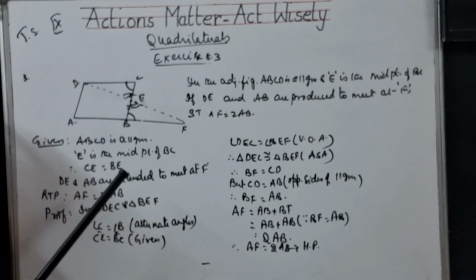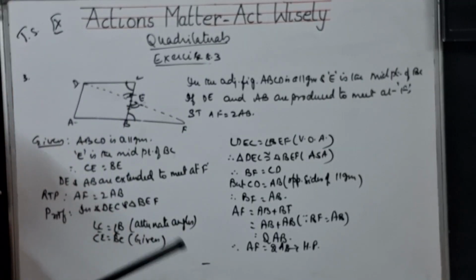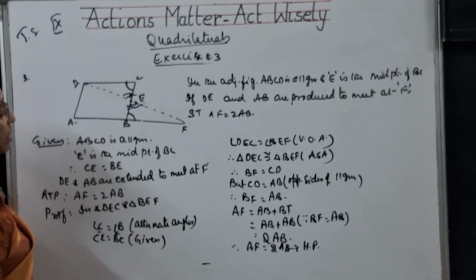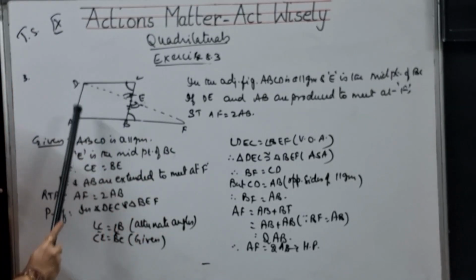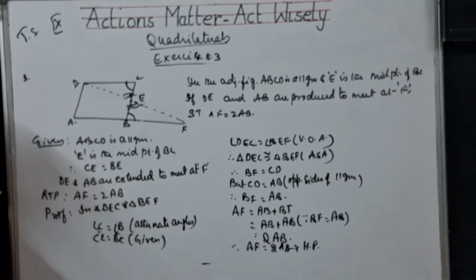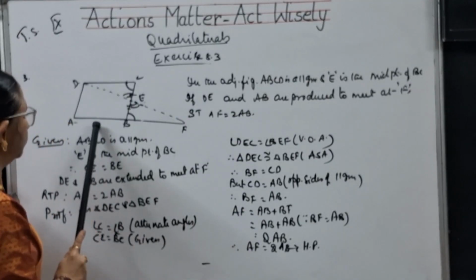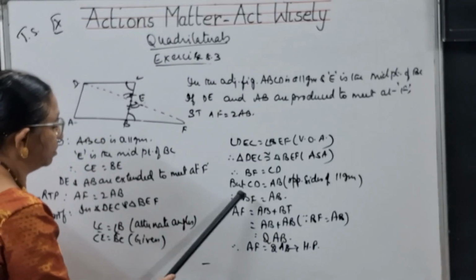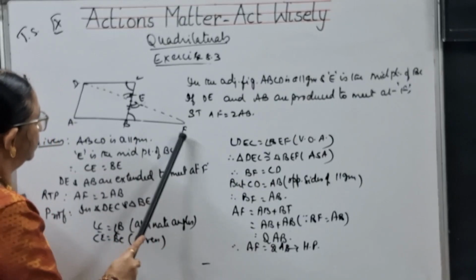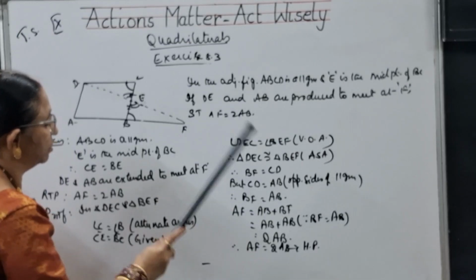When these two triangles are congruent, then BF will be equal to CD, because corresponding sides of congruent triangles are equal. So I can say BF is equal to CD. But CD is equal to AB, because they are the opposite sides of a parallelogram. We know that opposite sides of a parallelogram are equal and parallel. So definitely these two are equal. We have got BF is equal to CD, and CD is equal to AB. So we can say BF is equal to AB.